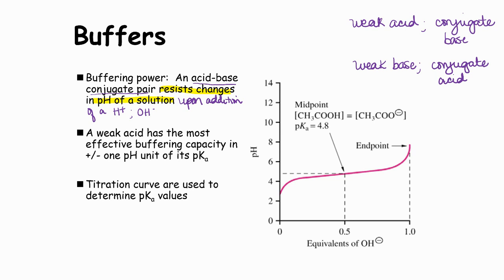The rest of the slide is just an overview. A weak acid's most effective buffering range will be plus or minus 1 unit of its pKa. We'll come back to that. And then titration curves are used to determine pKa values, and we'll also come back to that slide. Okay, so let's practice then.